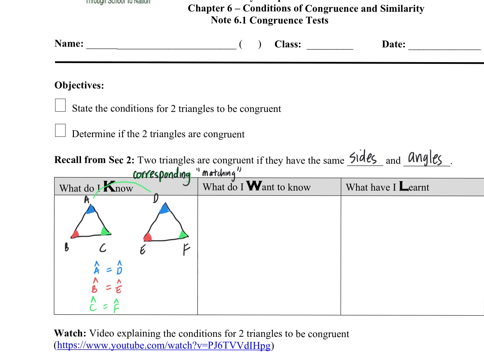Not just that, the corresponding sides must also be equal. Meaning this length and this length is the same. This length and this length is the same. And this length and this length is the same. So the word congruent is very strong. It shows that all the corresponding angles and corresponding sides are equal.